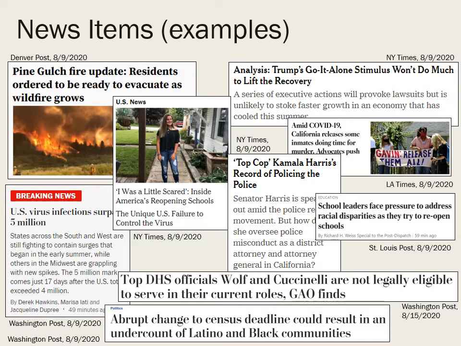Finally, just last week, the GAO determined that the top 2 officials within the Department of Homeland Security lack the legal authority to serve in their current roles. And we're going to talk about the agencies that make up the presidential cabinet and how the heads of those agencies are appointed and removed and the authority that they have. So those are some examples of news items.